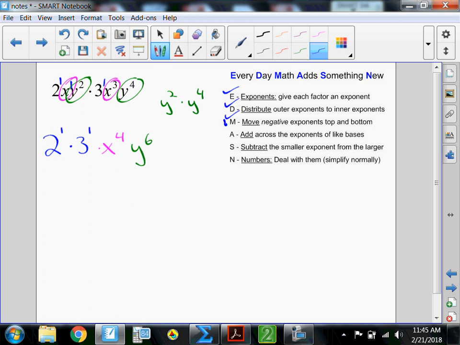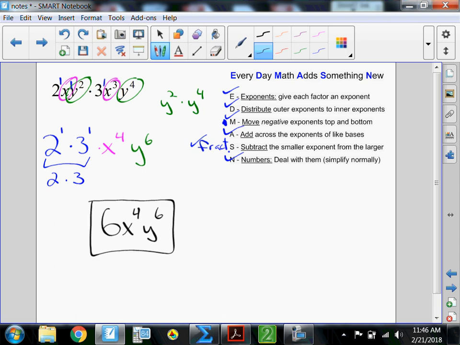So I've dealt with the move, I've dealt with the add across. I don't have a fraction. Subtracting the smaller exponent from the larger is a division problem when you have a fraction. So that's dealt with already. And then numbers, deal with the numbers normally. 2 to the first is 2, 3 to the first is 3, so 2 times 3 is 6. So my final answer is 6x to the 4th, y to the 6th.